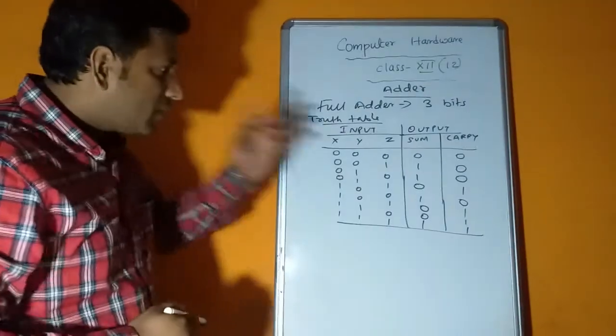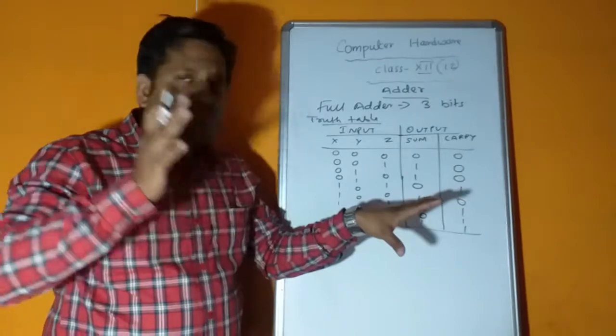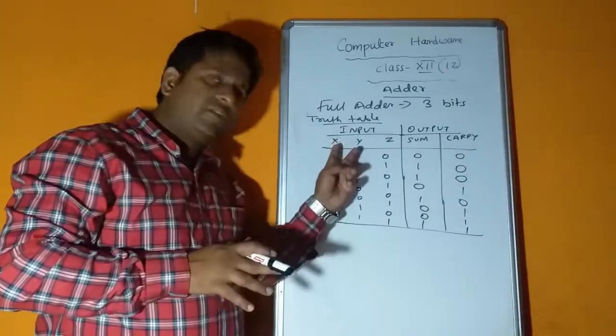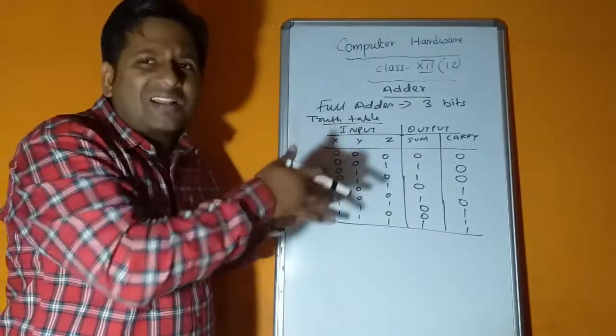So this is the logic of how truth tables are generated, in the same way as what we did in half adder. Okay, the only difference is that in half adder there will be 2 bits and in full adder there are 3 bits.